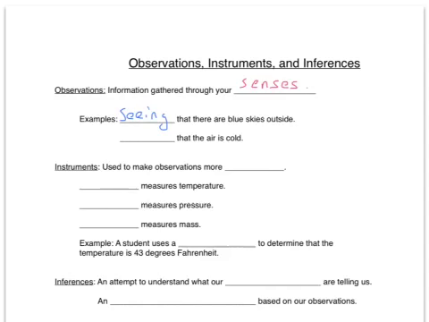But we can use another of our senses. We can use touch, and we can feel that the air is cold. So feeling that the air is cold is also going to be an observation.